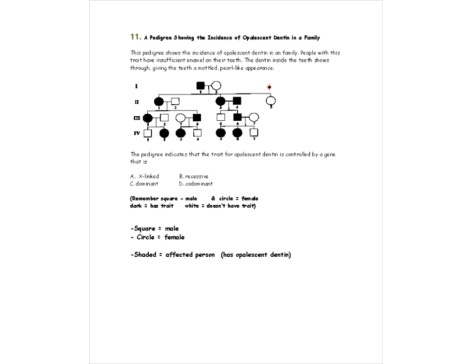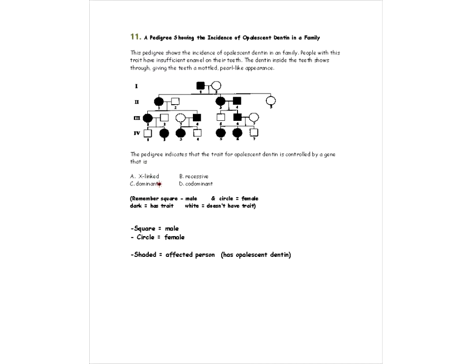Okay, so the question says, this pedigree shows the incidence of opalescent dentin in the family. People with this trait have insufficient enamel on their teeth. The dentin inside the teeth shows through, giving the teeth a mottled pearl-like appearance. Okay, so what is the question asking us for, now that we know how pedigree charts work? It says the pedigree indicates the trait for opalescent dentin is controlled by a gene that is, okay, so we want to know what the pattern is that's going on.